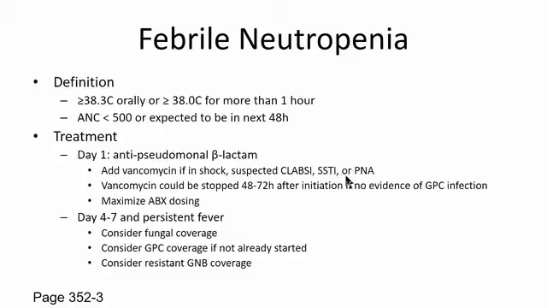So I would say most of your critically ill patients probably have a line. So if your patient's critically ill and they have febrile neutropenia, most of the time you're giving vanco and an anti-pseudomonal beta-lactam. The key is vancomycin can be stopped within 48 to 72 hours if your cultures do not demonstrate any gram-positives. And just like meningitis, with febrile neutropenia, you also want to maximize your dosing.